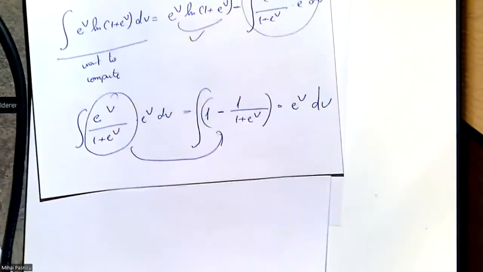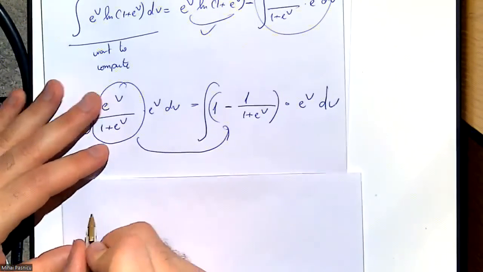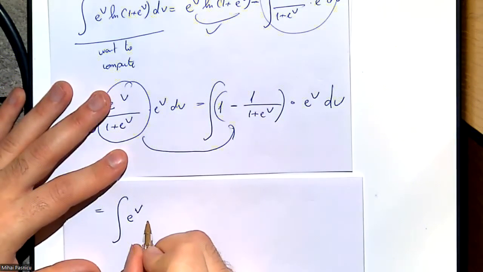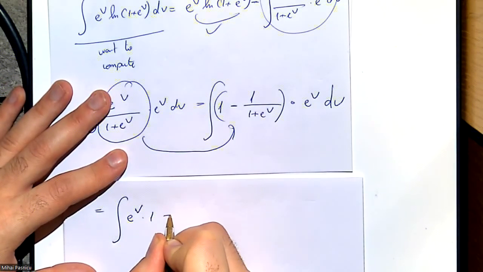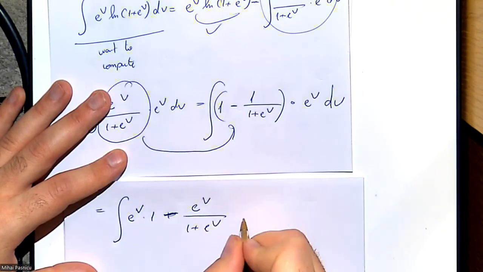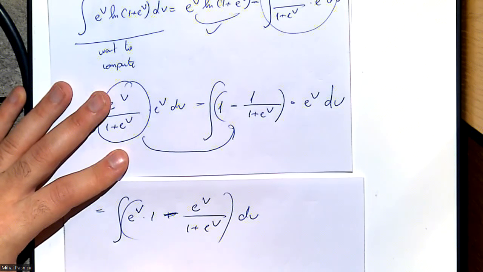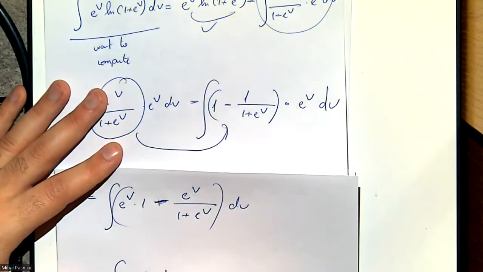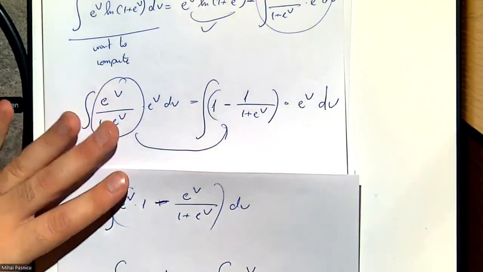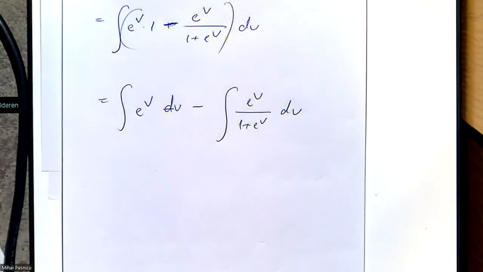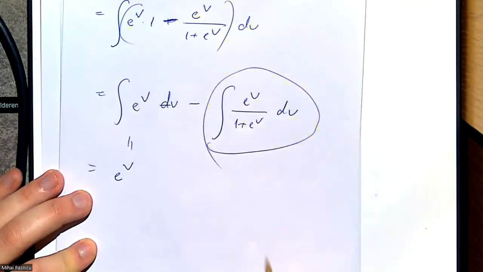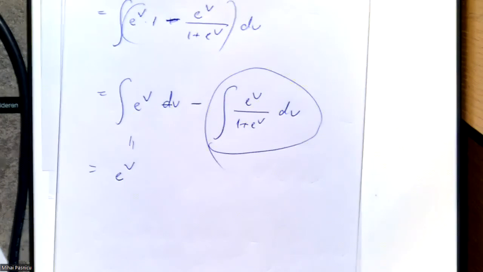And now I'm left with some wonderful terms, because this is equal to the integral, split this up, e^V times 1, if you want, minus e^V times 1 plus e^V, dV. Split it nicely, and I get the integral of e^V dV minus the integral of e^V(1 plus e^V) dV. This is trivial, e to the power of V. And this thing, what a surprise, we already did that, right?